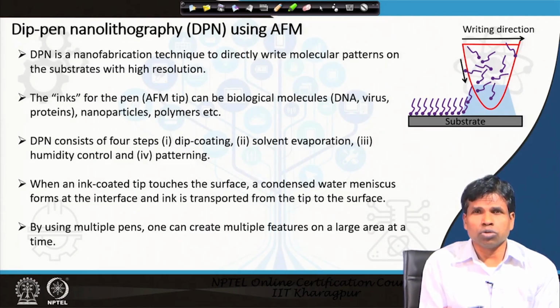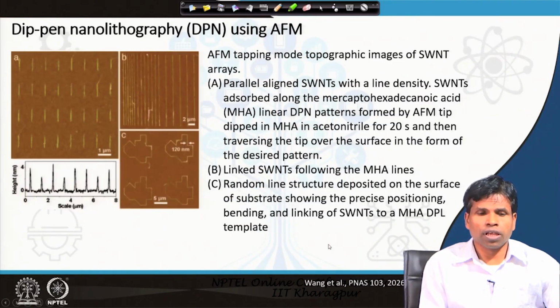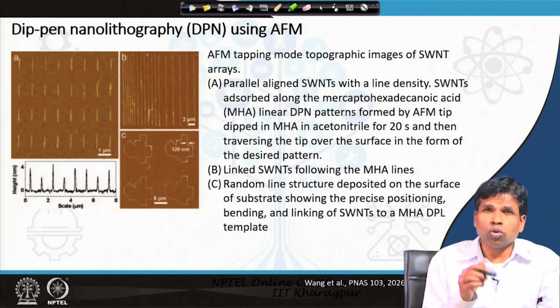metals, nanoparticles, all of these can be used as ink, and then the AFM tip can write on the surface of any substrate. And if we take multiple AFM tips, then we are working at a time as multiple pens, creating features on a much larger area. Here is an example of dip pen lithography using AFM to decorate carbon nanotubes in a specific manner.